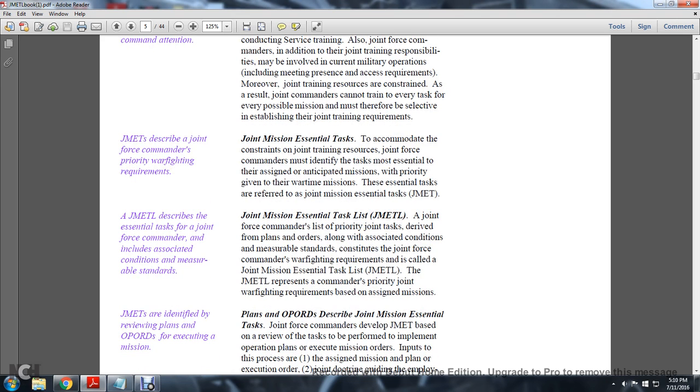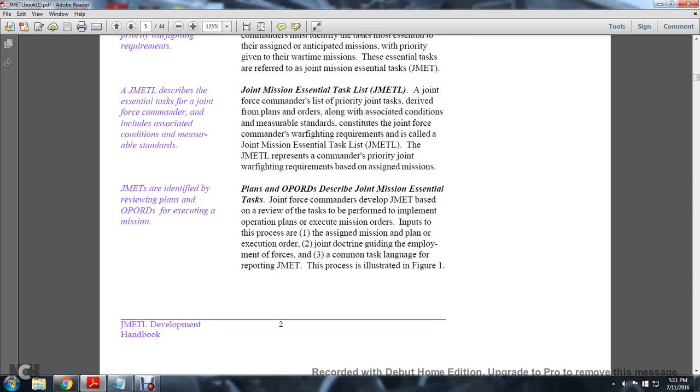All right. The joint mission essential task list describes the essential tasks for the joint force commander, including the associated conditions and measurable standards. The Joint Mission Essential Task List is a joint force commander's list of the priority joint tasks derived from the plans and orders, along with the associated conditions and measured standards. It constitutes the joint force commander's warfighting requirements and is called the Joint Mission Essential Task List. The Joint Mission Essential Task List represents the commander's priority joint warfighting requirements based on the assigned mission.